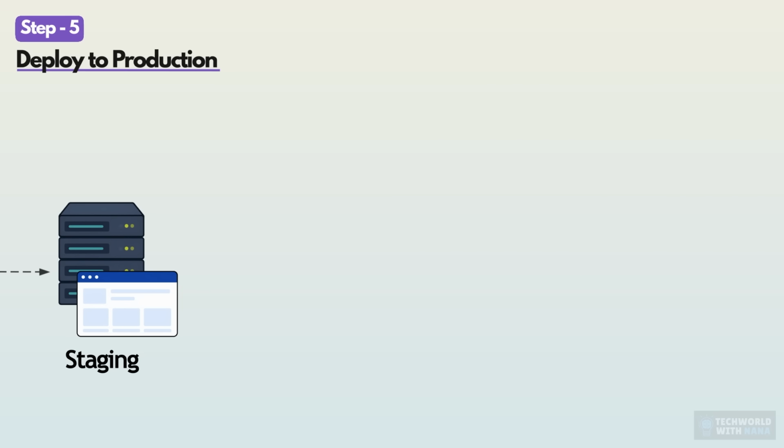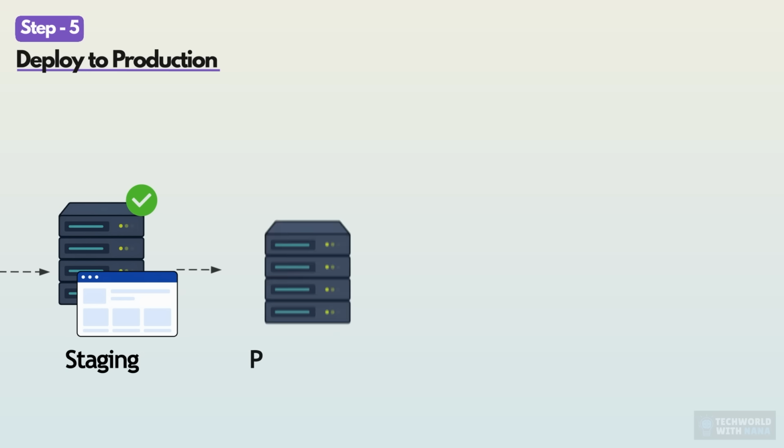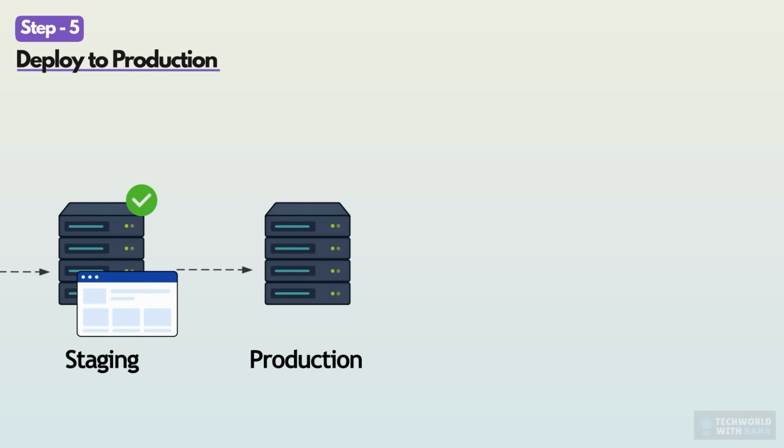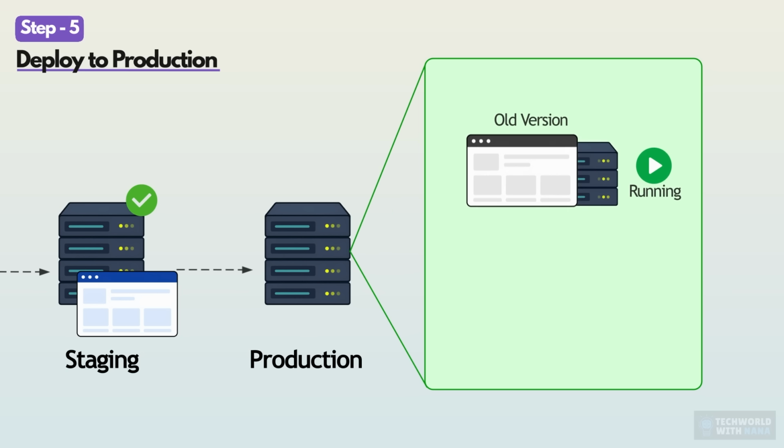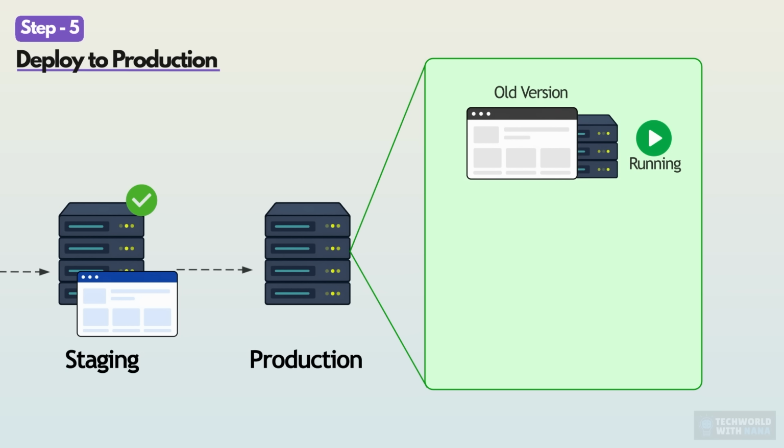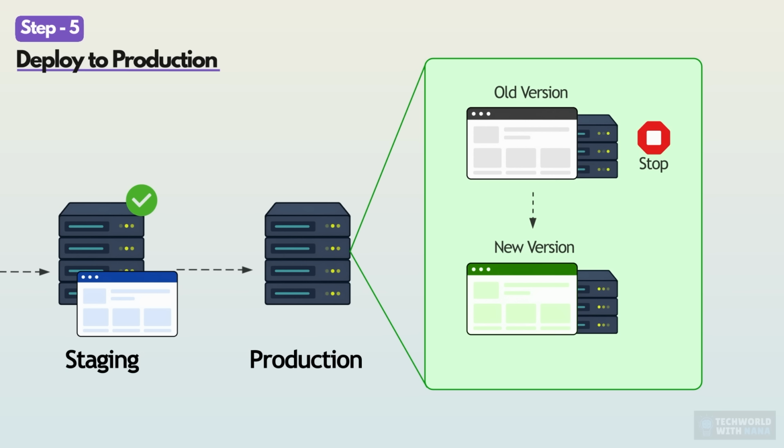Step 5, if tests on the staging environment look good, the package then goes to production, which is the real environment your users actually see. Now, obviously, there's already a previous version of the application running on production. So the old version needs to be stopped and the new version deployed.